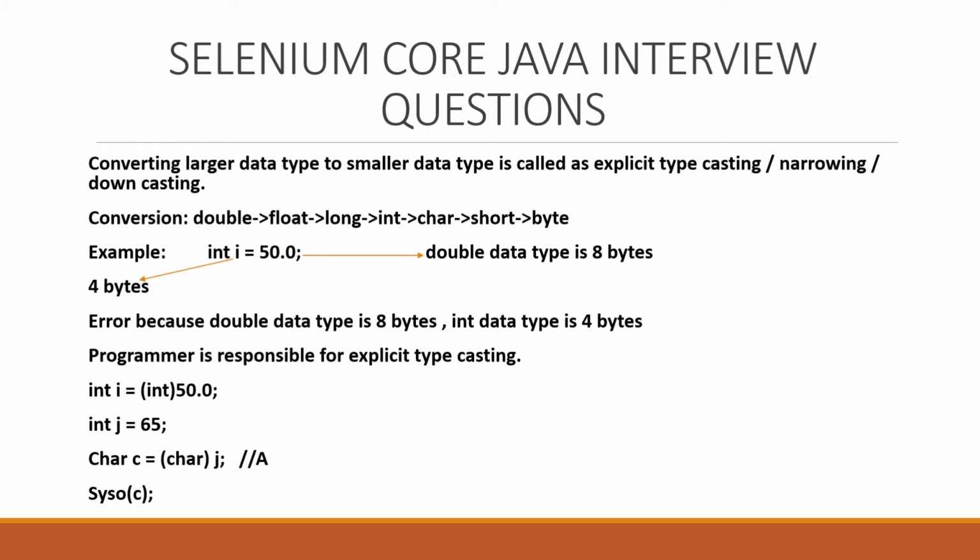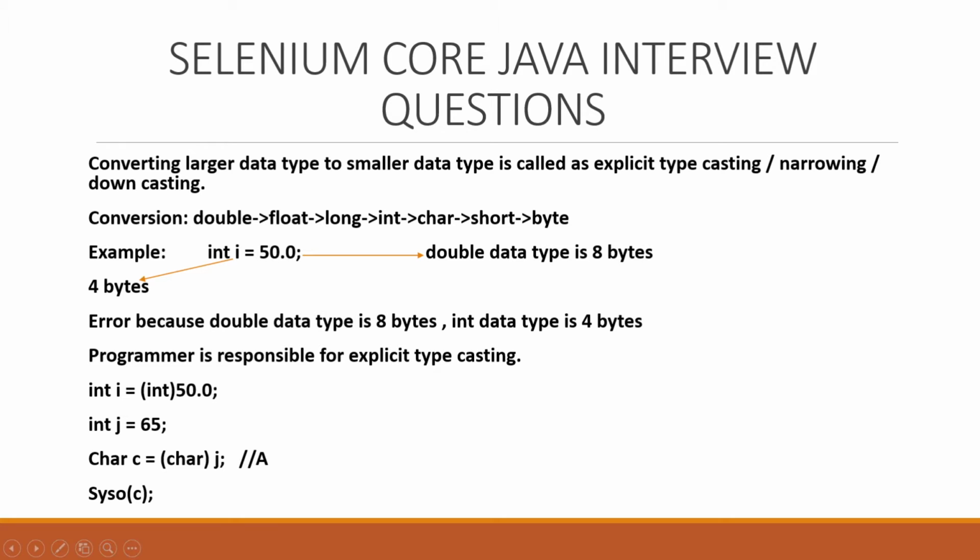Here: double, float, long, integer, character, short, and byte. Double is greater than float, which is a smaller data type. Float is greater than long. Long is greater than integer. Integer is greater than character. Character is greater than short. Short is greater than byte.